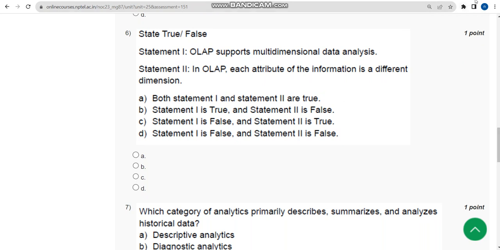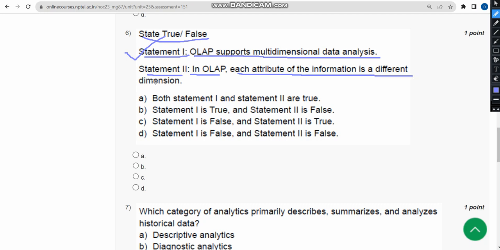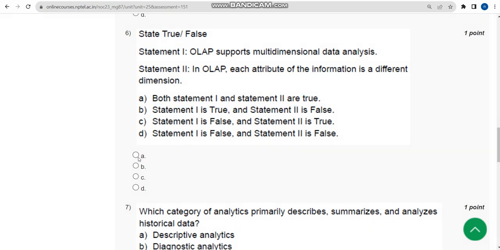Sixth one: state true or false. We have two statements here. The first one, OLAP supports multi-dimensional data analysis. It is a true statement. And the second one, in OLAP, each attribute of the information is a different dimension. This could also be a true statement. So the answer is option A, both statement one and two are true. So mark option A. Now let's move on to the seventh question, guys.